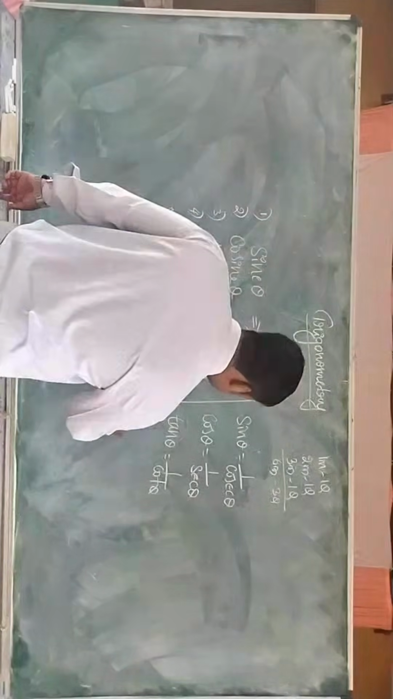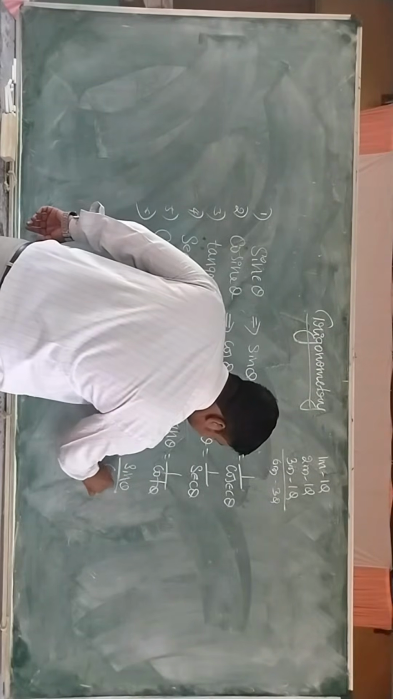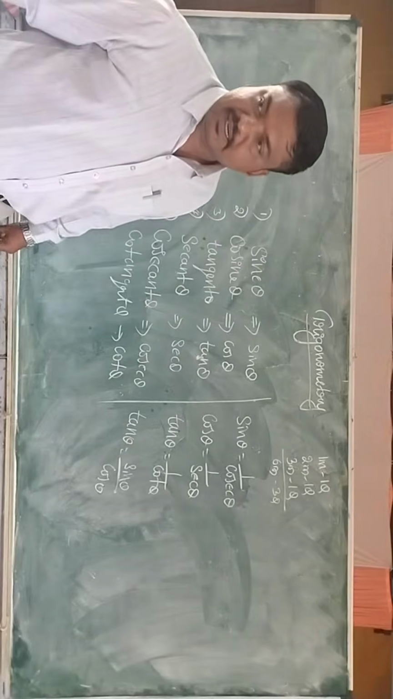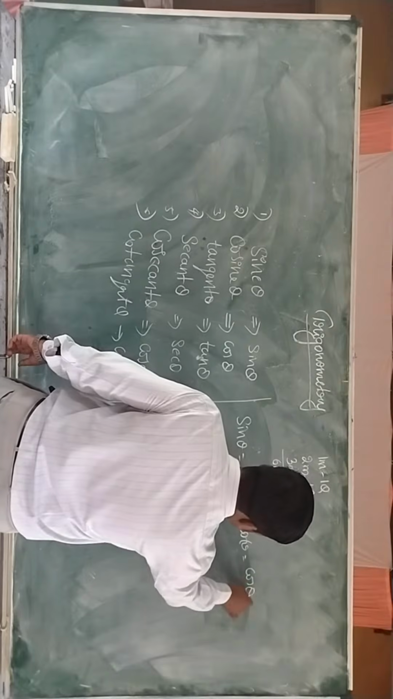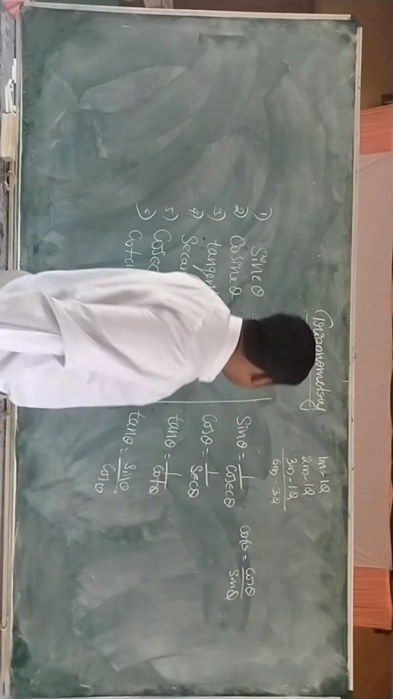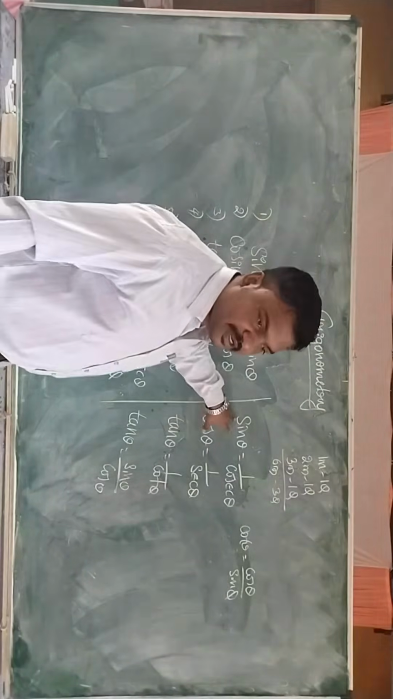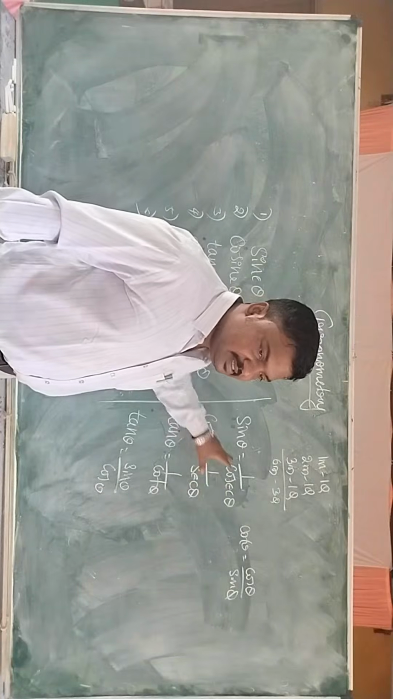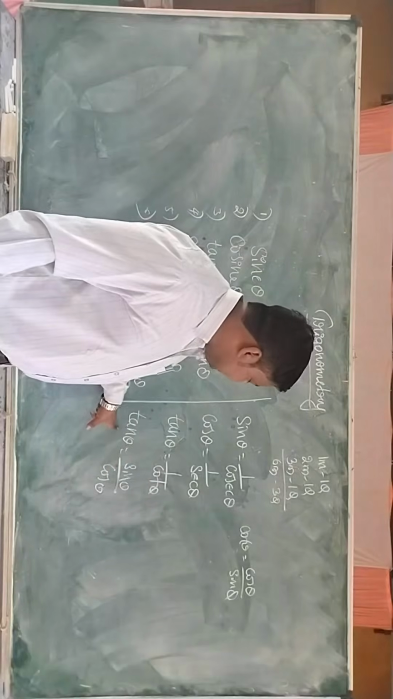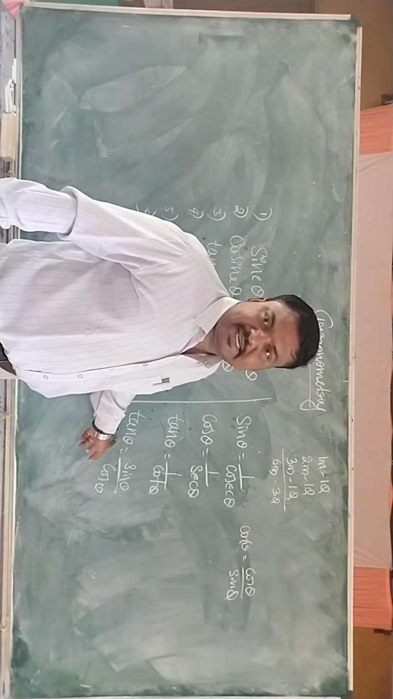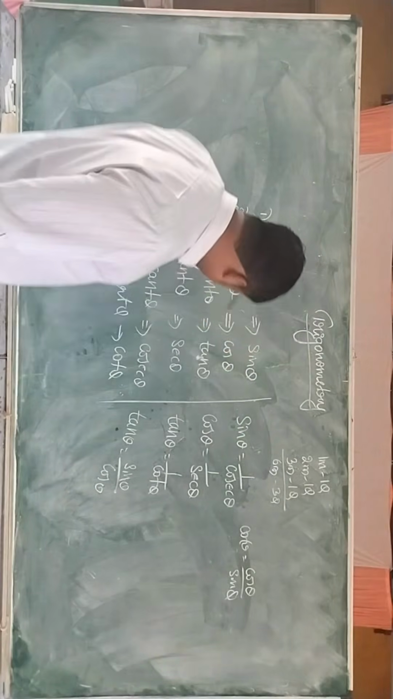Then some important relations. Tan theta we can express in the form of sin and cos. That is, tan theta is equal to sin theta upon cos theta, and cot theta is equal to cos theta upon sin theta. So there are 6 trigonometric functions: sine, cos, tan, sec, cosec, cot. Sine is the reciprocal of cosec, cos is the reciprocal of sec, and tan is the reciprocal of cot. Okay. The next.